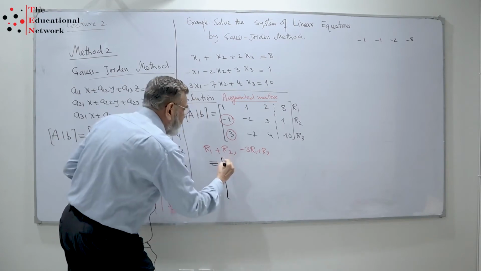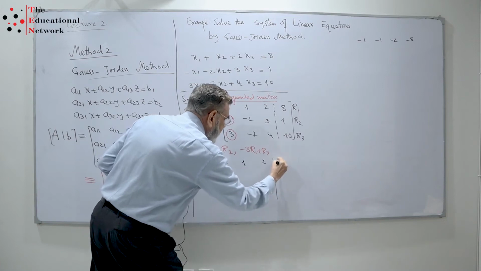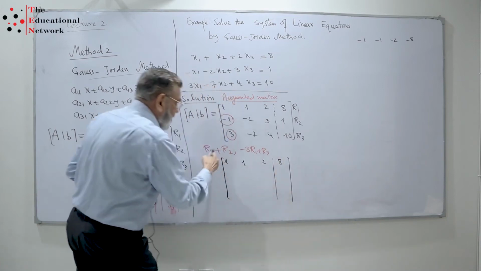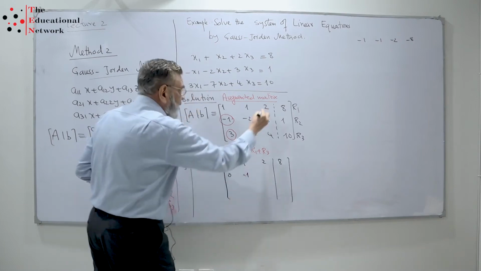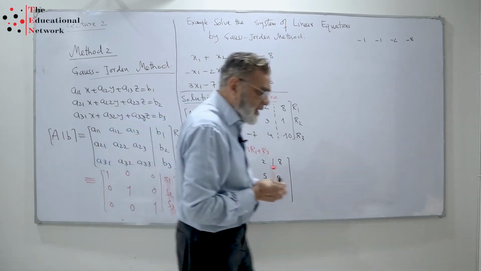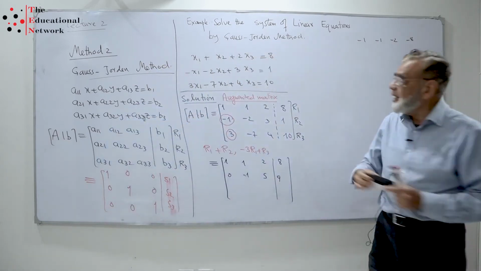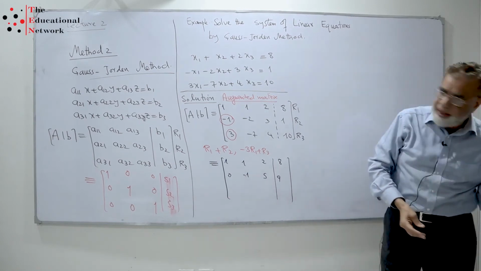So our row 1 is 1, 1, 2, and 8. Our row 2, we are adding R1 and R2. We get here 0, we get here minus 1, and then we get here 5, we get here 9.